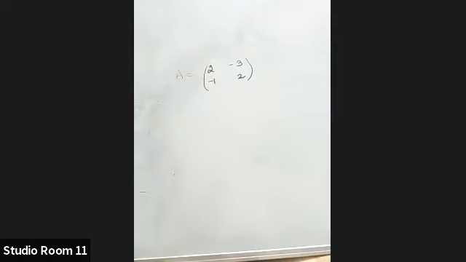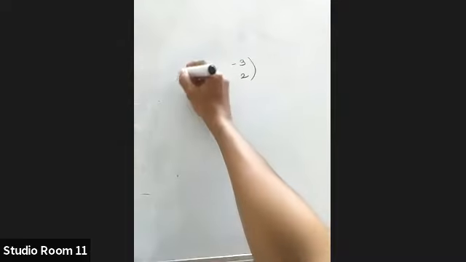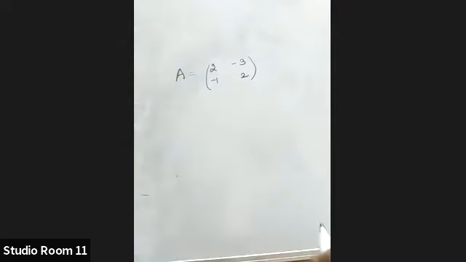Find the inverse of the matrix. Name this matrix as A: 2, -3, -1, 2. Listen, children, this is the next question and you can do it. Once your method becomes thorough, you can do it.